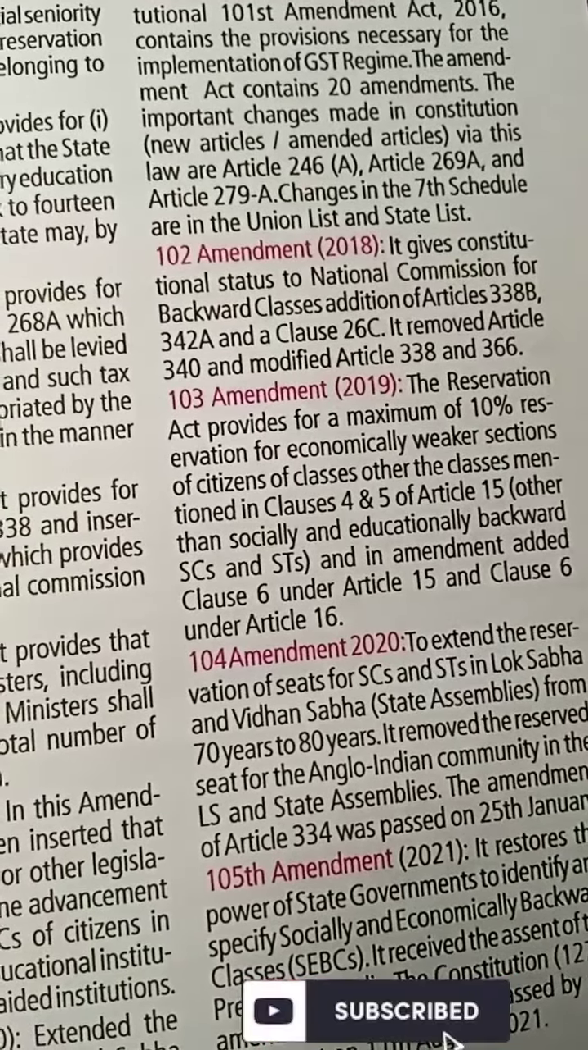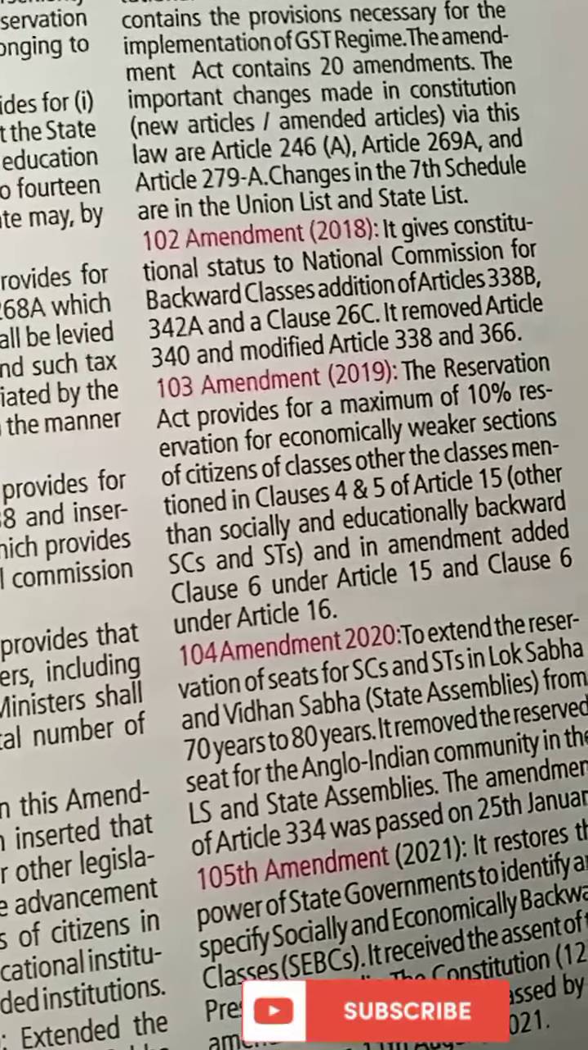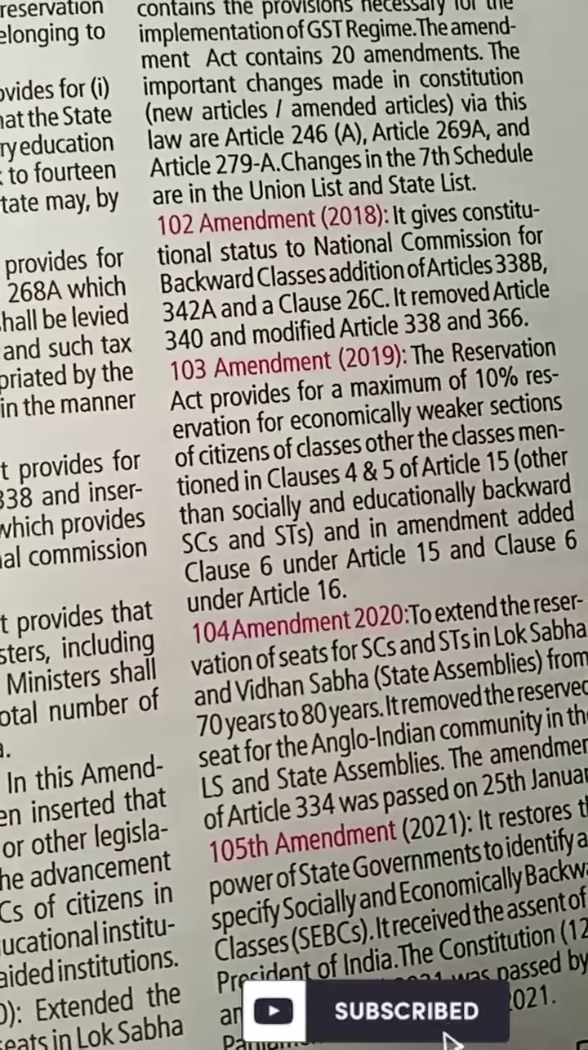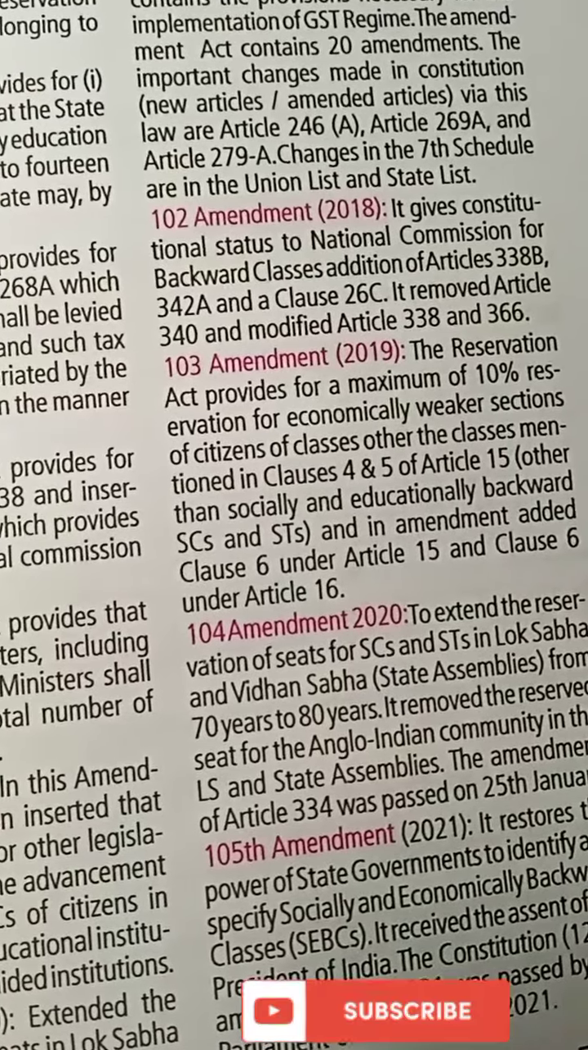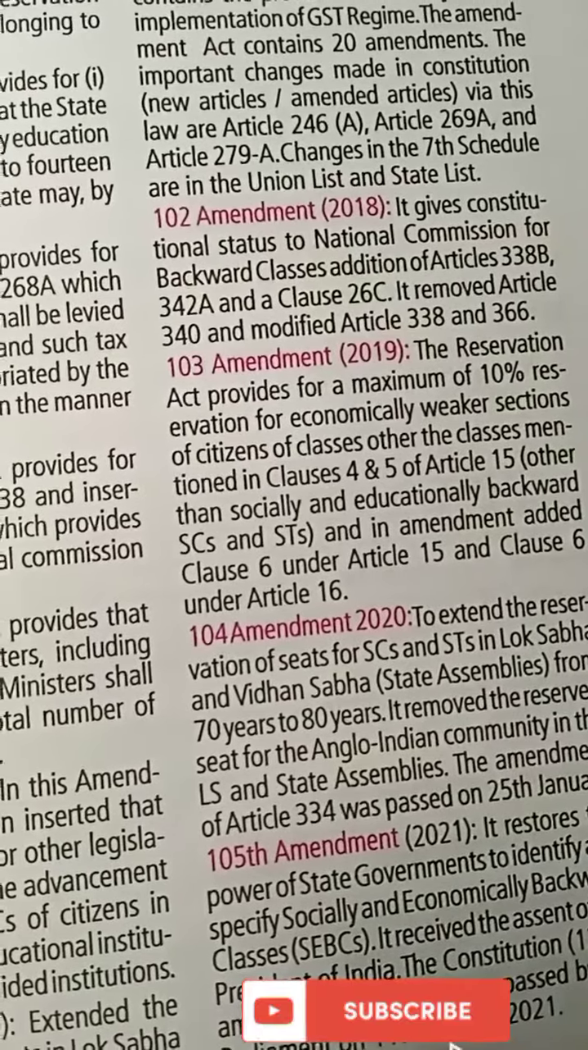102nd Amendment of 2018. It gives constitutional status to the National Commission for Backward Classes, with the addition of Article 338B, 342A and clause 26C. It removed Article 340 and modified Articles 338 and 366.